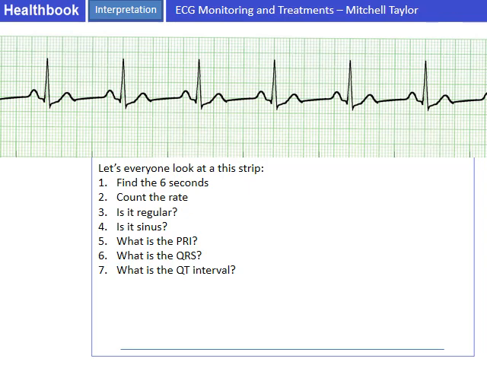Okay, so I would like you to do what we just did together, but on your own. I'm going to give you a few minutes here to look at this and answer these questions. First, how do you find the 6 seconds? Then count the rate using one of the methods we talked about. Tell me whether it's regular, is it sinus, what's the PRI, what's the QRS width, and what's the QT interval.